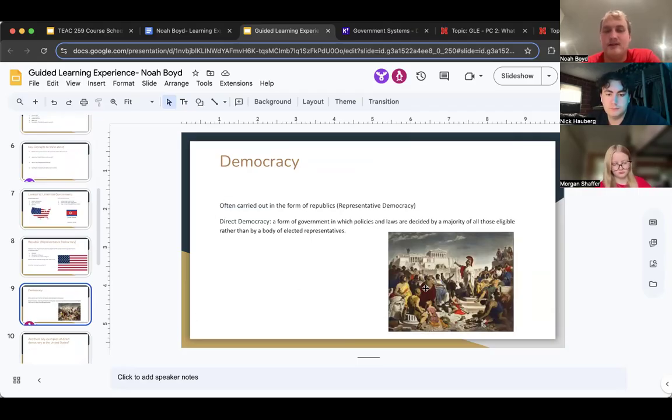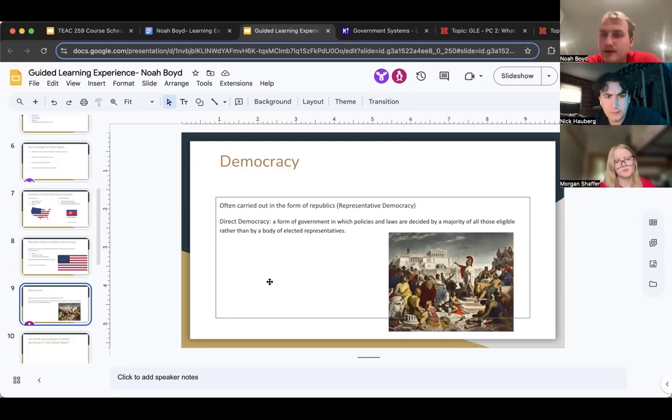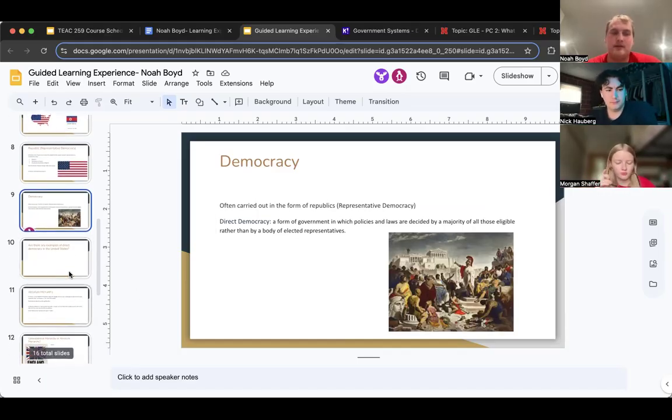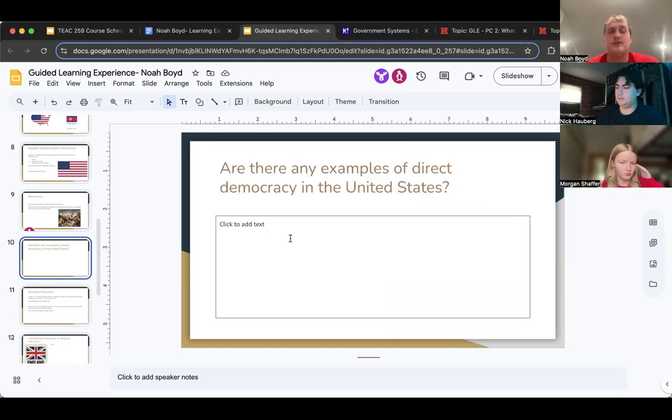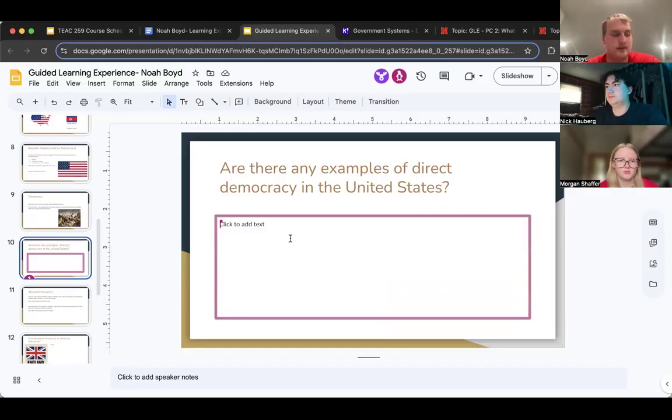So does anyone want to try to guess what picture I have on that slide? If you're on it, it's on slide 9 if you can't see. Is that Athens, Greece? Yeah, that's Athens. That's probably the most famous example of a direct democracy. Good job. And then just a question, are there any examples of direct democracy in the United States that you guys can think of? It's fine if you can't. If you can, you can just put something down here in the box.